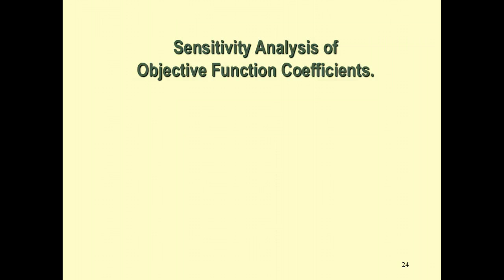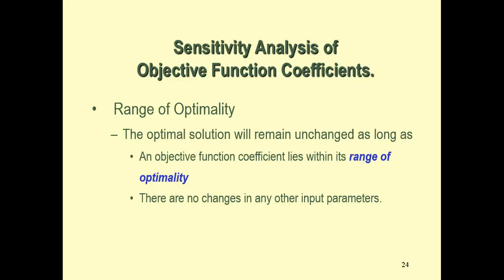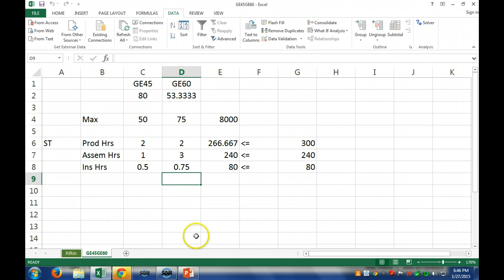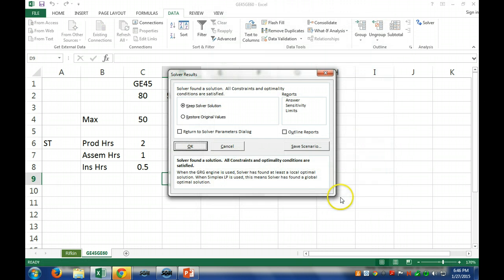So the first thing we're going to analyze after a solution is something called the objective function coefficient. And I think we should use the GE45, GE60 as an example. We just did that today, so you should all have that available. The first thing we're going to talk about is the range of optimality. I want to show you that, and then we'll look at the words and definitions behind it, because I think it's easier to understand after you see it in action. So go to the GE45, GE60s, part 3, and I want you to solve it.